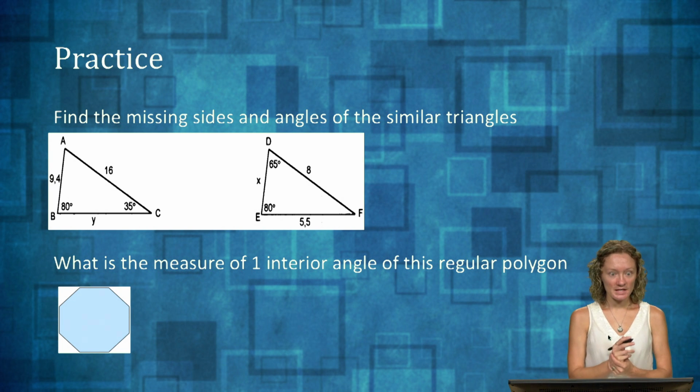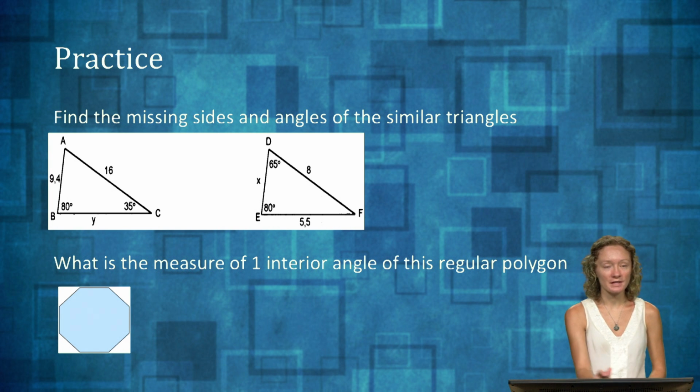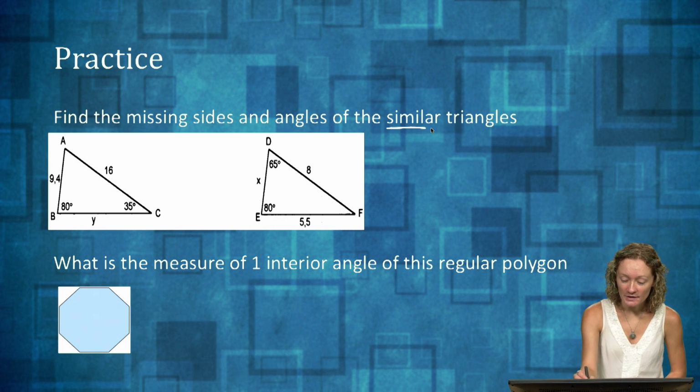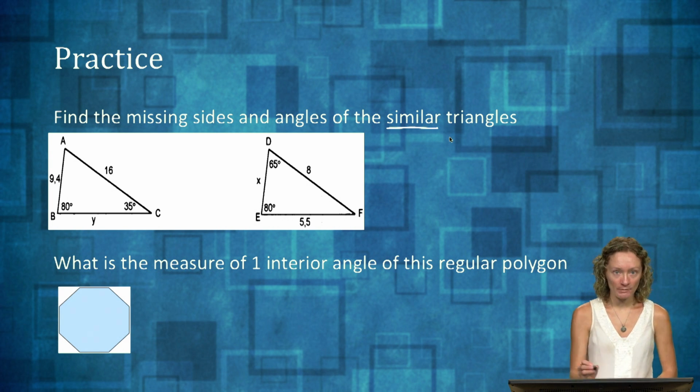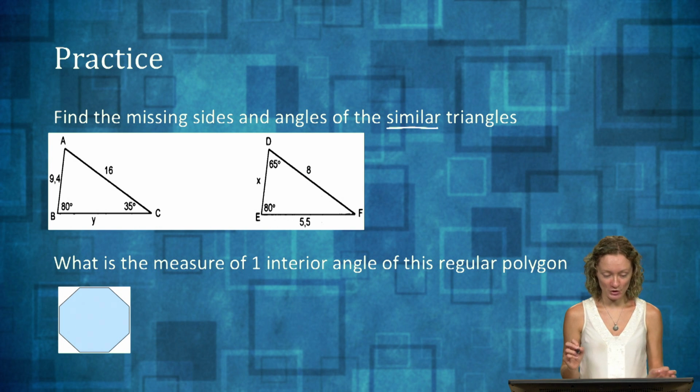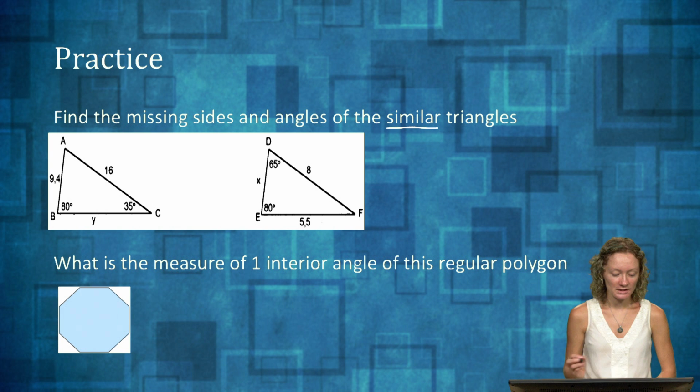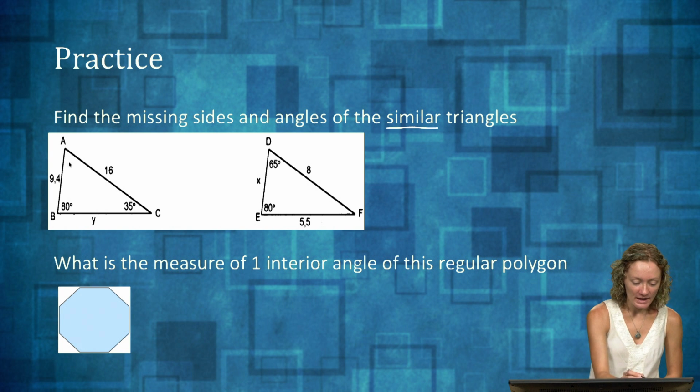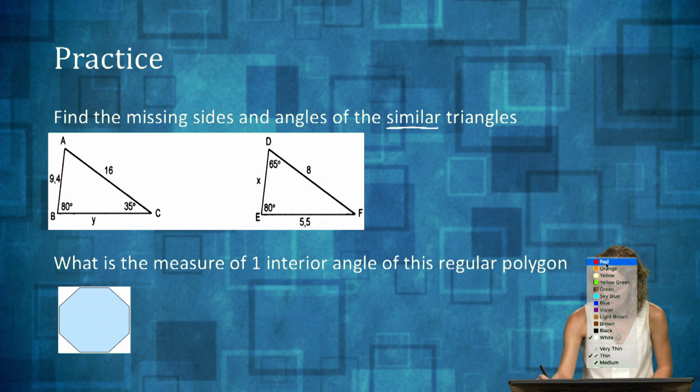Okay, so let's see if you got the right answers. Missing sides and angles of the similar triangles. Now it looks like these are the same, but you were told that they're similar, so you know that they don't match up equally. They match up in proportion. Okay, so let's start with angles. For me, angles is a little bit easier.